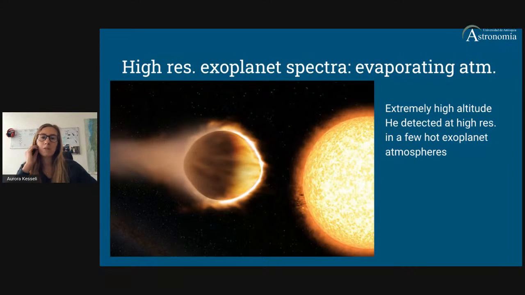And another cool thing that we've done with high resolution spectra is we've been able to detect that some of these exoplanets that are really close in are actually evaporating. Because they're so close and the host star's energy is so intense, they start to develop a tail behind them of evaporating hydrogen and helium. And we've detected this evaporating helium on some of the exoplanets so far. And so we can see that these planets are just so hot that they're losing their atmosphere.